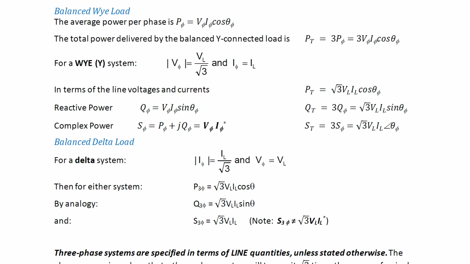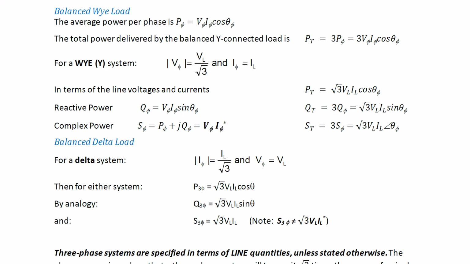In terms of line voltages and currents, the total power is the square root of 3 VL IL cos θV, where the reactive power is Qφ, which is Vφ Iφ sin θφ, and the total reactive power would be 3 Qφ, which is the square root of 3 VL IL sin θφ, and the complex power would be Pφ + jQφ, or Vφ Iφ conjugate. Note that we are assuming all these voltages are in RMS. And the total complex power is 3 times Sφ, which is the square root of 3 VL IL angle θV.